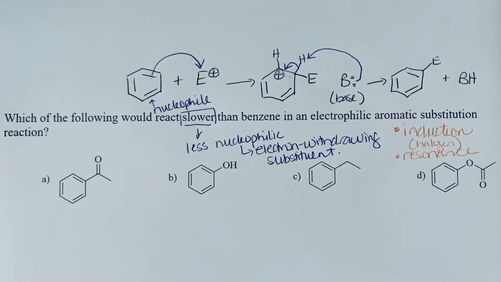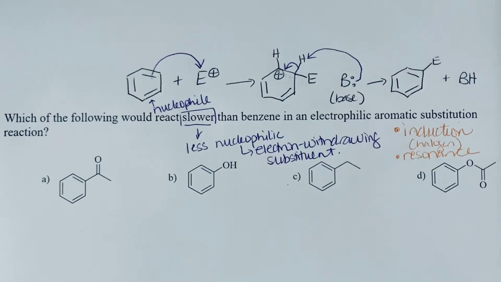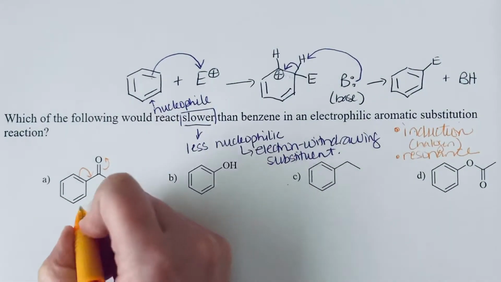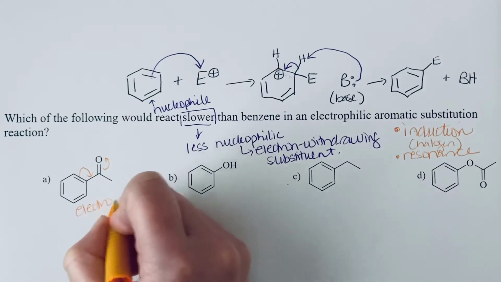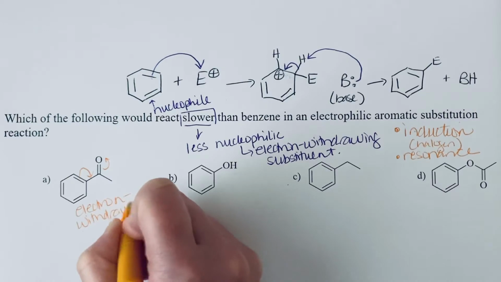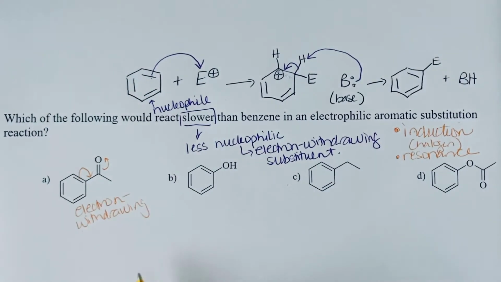So if we look at A, we see we have this carbonyl, and with the carbonyl you can pull electrons out by resonance. So that's electron withdrawing. Because that's electron withdrawing, this ring is less electron rich, it's less nucleophilic, and so this will react slower. So we actually found the right answer. Let's go ahead and check the other ones.